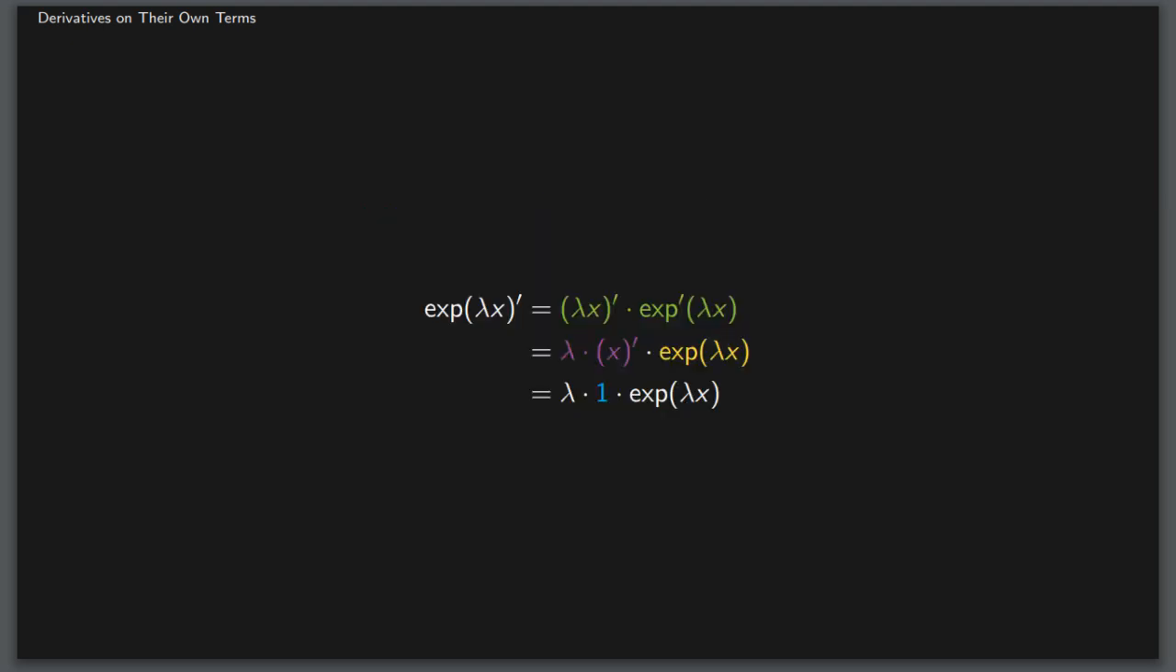To do so, we'll need to be comfortable applying all of these rules. For example, we can find other eigenfunctions of the derivative by considering the exponential of lambda x, which uses the chain rule, the exponential rule, linearity, and the identity rule to get the following derivative.